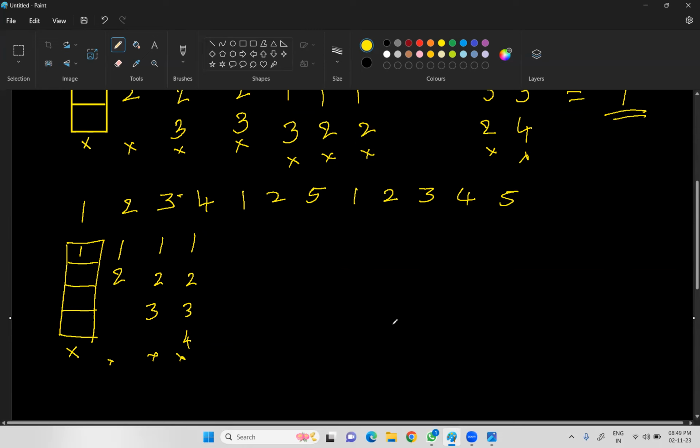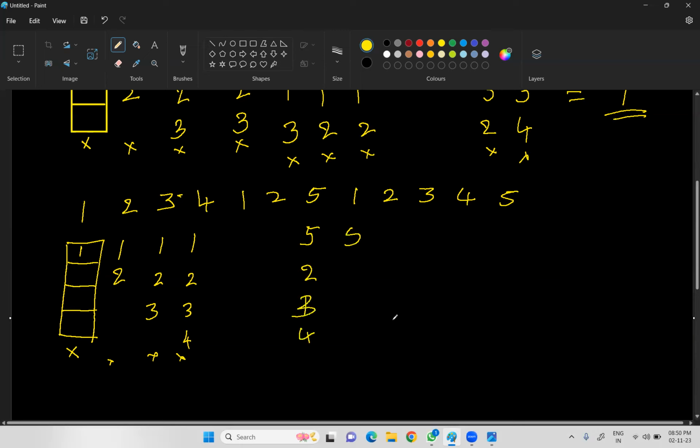Now 5 is there. So 5 doesn't exist within your physical memory, so we need to replace one of these occupied frames with 5. FIFO will suggest that the one introduced longest ago will be replaced here. So 1 will be replaced with 5. So here it is 5, 2, 3, and then 4. It is also one more page fault.